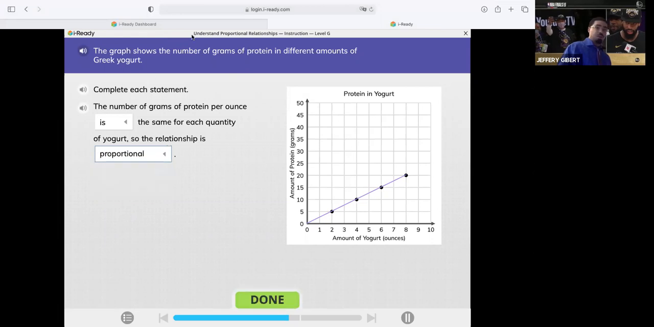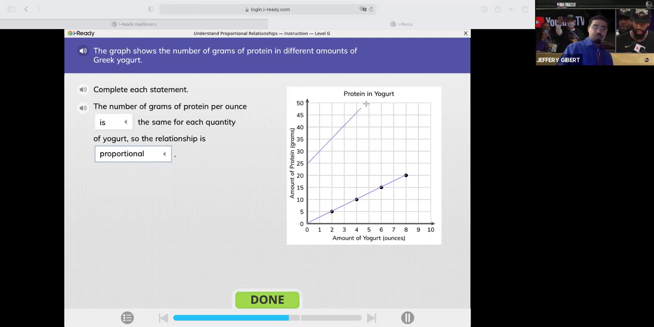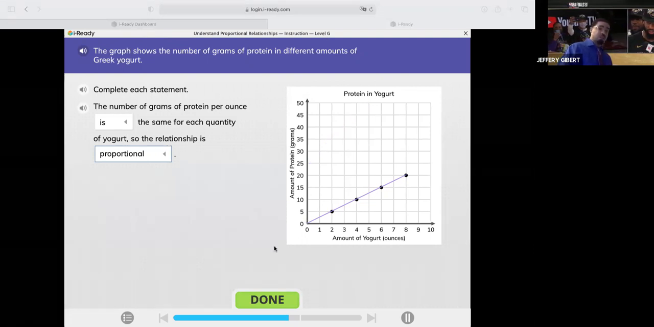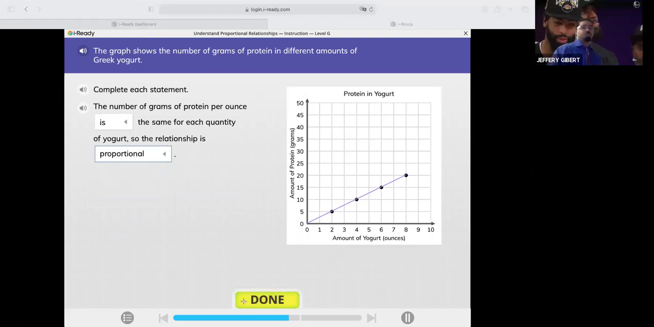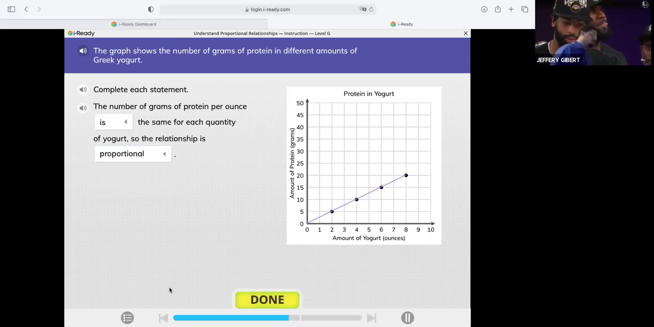And remember, this right here would not be proportional. Even though this line's straight, it doesn't go through the origin. So remember, proportional: straight line, and goes through the origin. You got it.